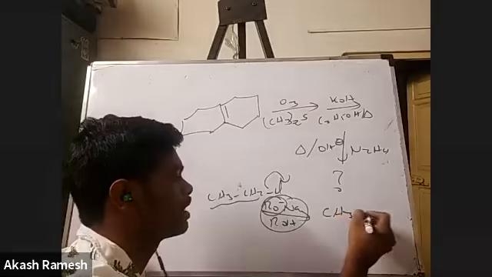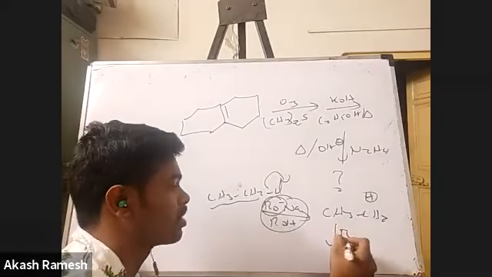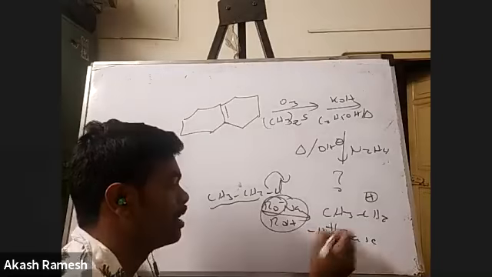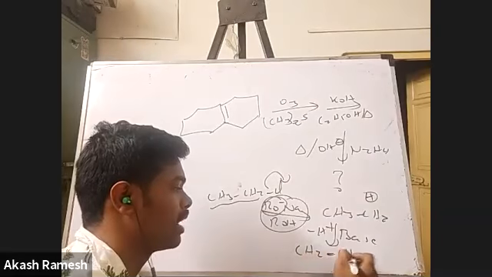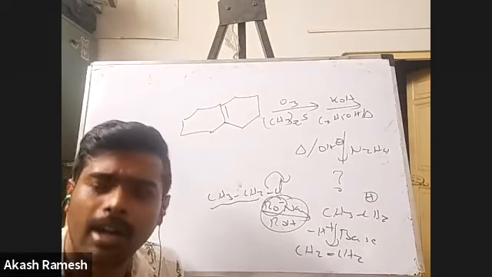What will happen? Say now I'll say first step would be formation of this carbocation, and what is going to happen? This is going to act as a base, so I'm going to remove the H plus to form CH2=CH2, right? So please remember it like this.